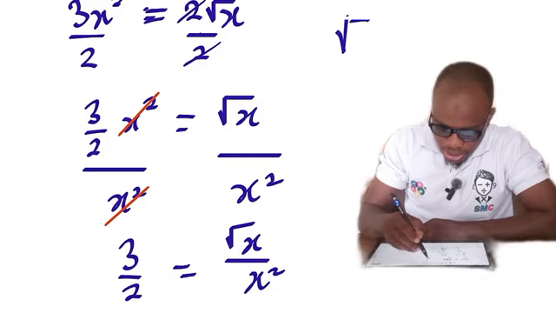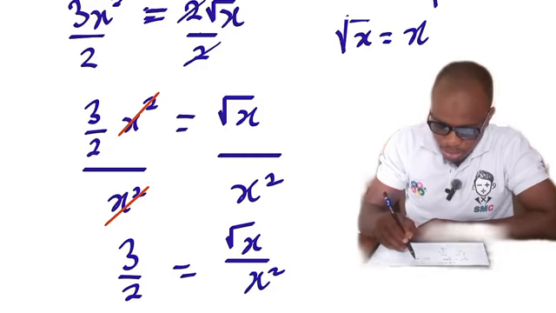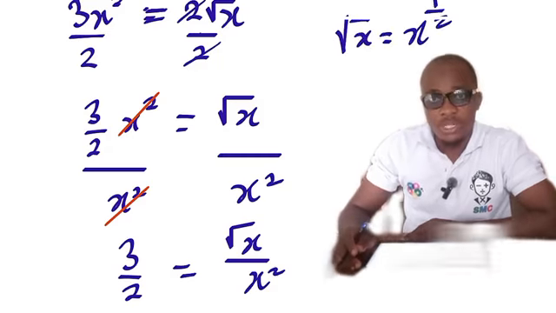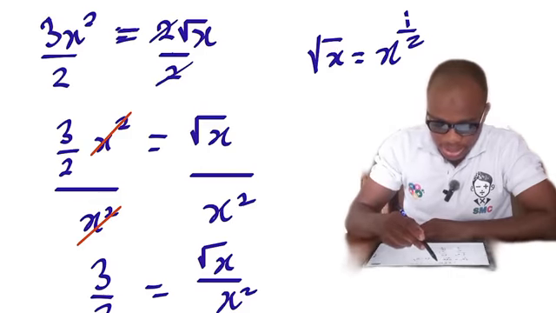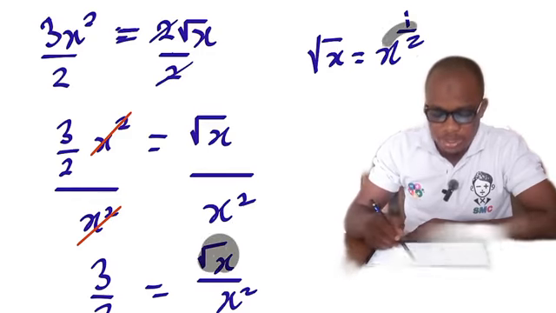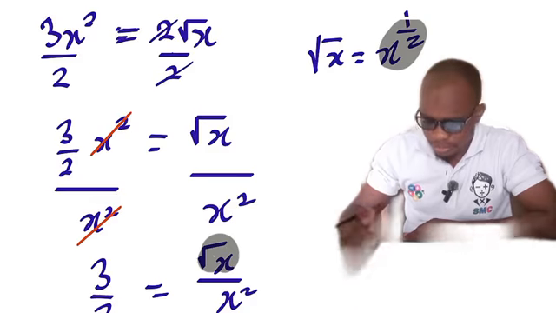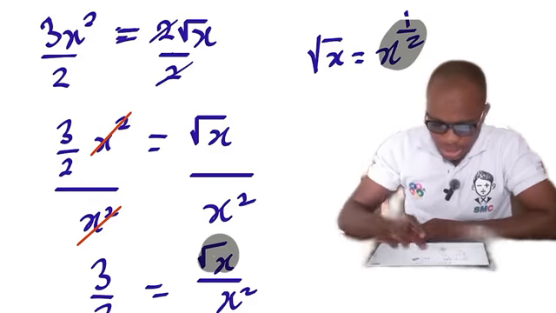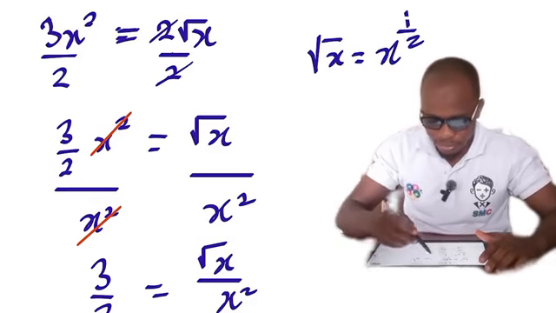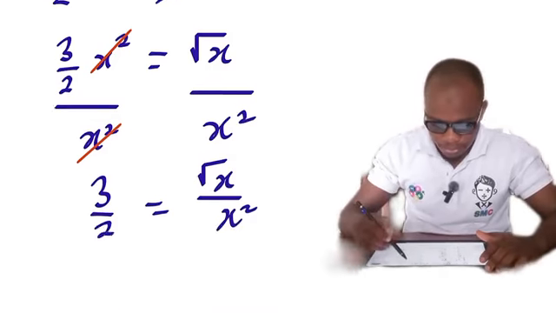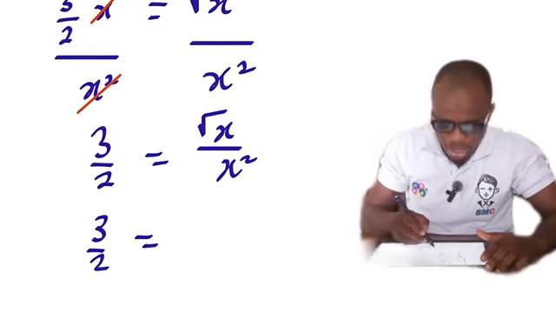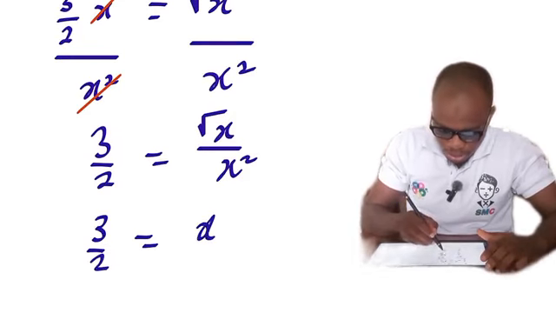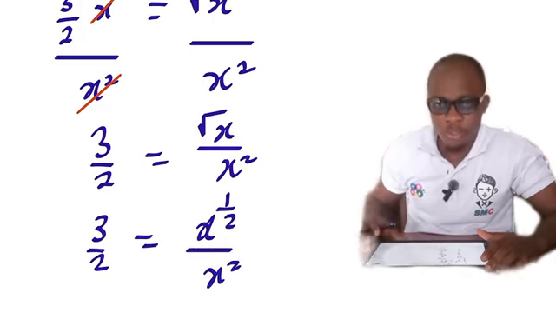All right, so the next thing I'm going to do is that you know this root x can also be written as x to the power of 1 over 2. So that's what I'm going to do. I'm going to rewrite this as this. So from there, I'm going to have 3 over 2 equals x to the power of 1 over 2 divided by x to the power of 2.